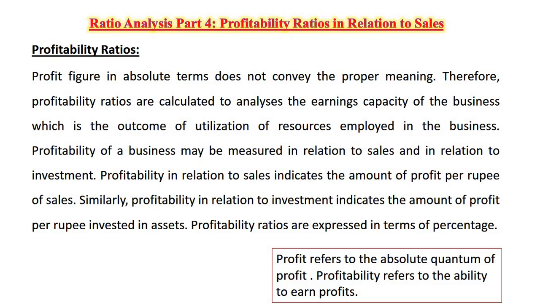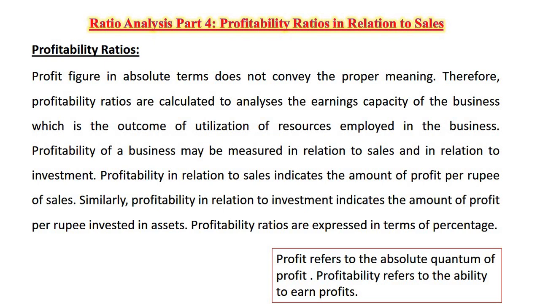And even stakeholders of the firm are very much interested to know the performance of the firm in terms of profit. Like investors want an adequate return on their investment, creditors want high security for their interest and loan, and workers want higher wages. To know the profit, the firm prepares a profit and loss account or statement of profit and loss, but this statement gives the profit figure in absolute terms, which doesn't convey the proper meaning. Therefore, profitability ratios are calculated to analyze the earning capacity of the business, which is the outcome of utilization of resources employed in the business.